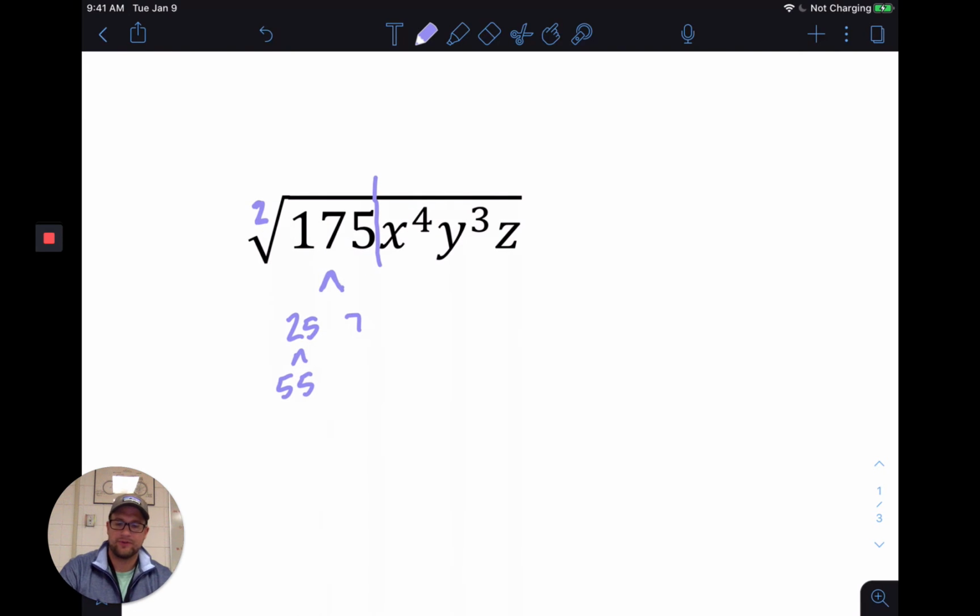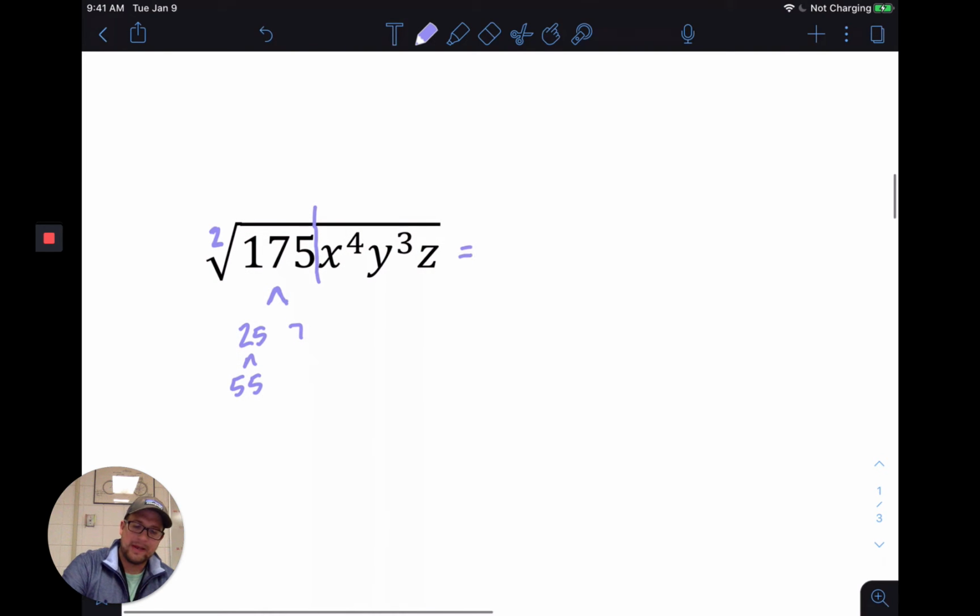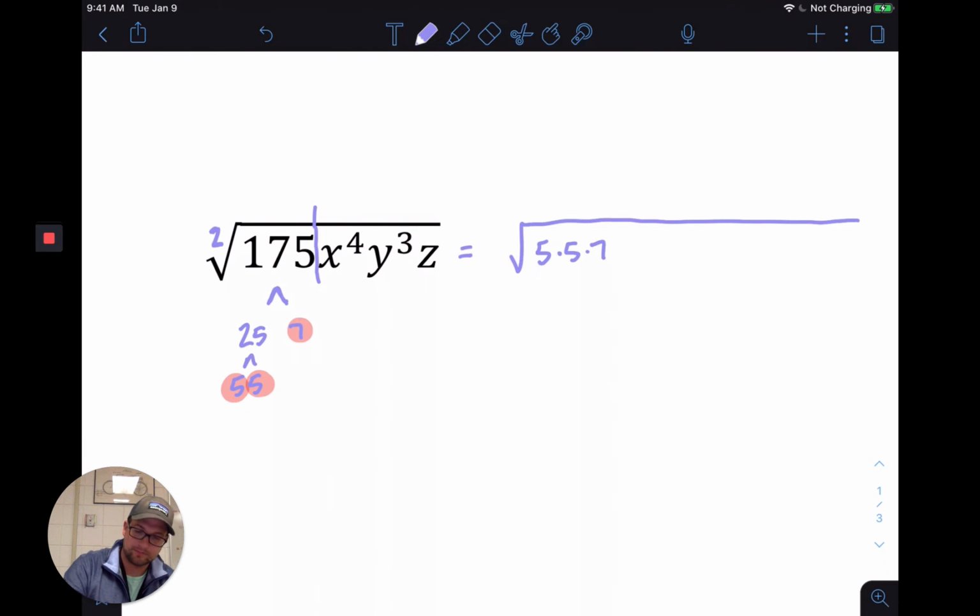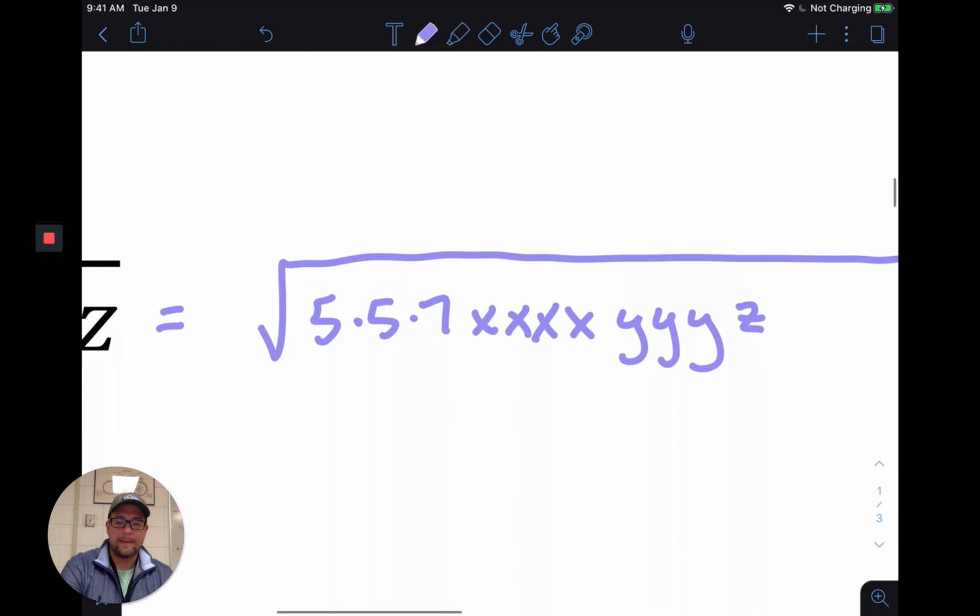Now, I just want you to think about this for a second. We're going to do the full expanding of this. So if I expand this, since my factors were 5, 5, and 7, I can rewrite this as 5 times 5 times 7. X to the fourth, of course, just means x times x times x times x. Y to the third is just y, y, y. And then we just have the 1 z. We've just fully expanded that. We've pulled it apart, we've separated it a little bit. But if I were to multiply each of these pieces back together, we would find that we haven't changed it at all. It's really the exact same thing still.